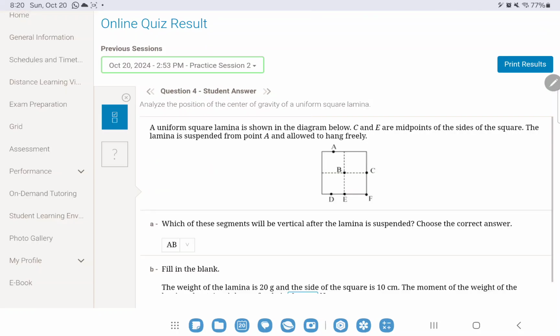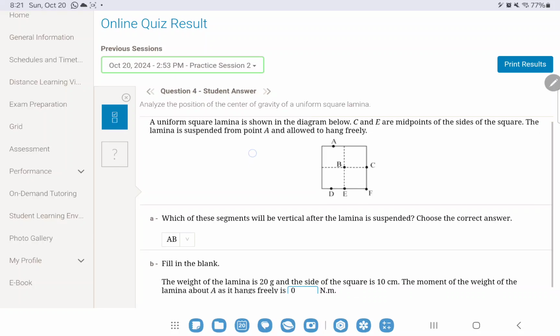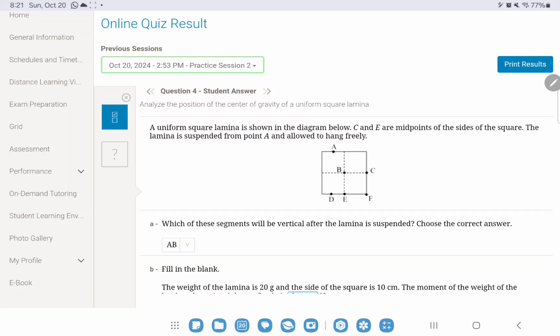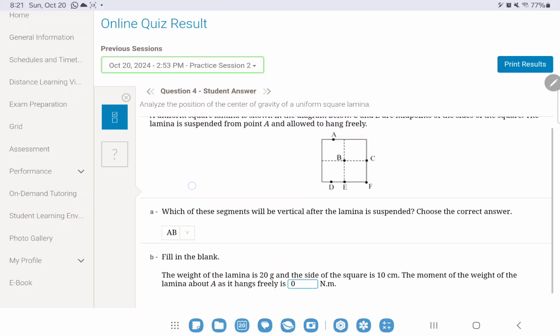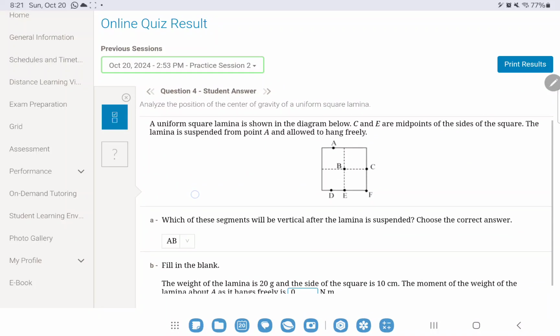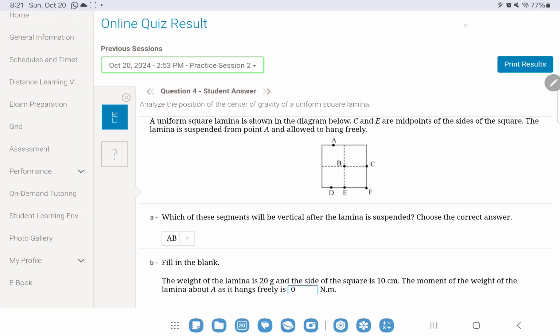Okay, so here you have a uniform square lamina shown in the diagram below. C and E are midpoints of the sides of the square, and the lamina is suspended from point A and allowed to hang freely. So since this is a uniform square lamina, we know that its center is the geometric center, which is B. So if you hang it from point A, it's gonna pass through B always, because B is your center of gravity. So here you're hanging it from A, and it's gonna pass like that.